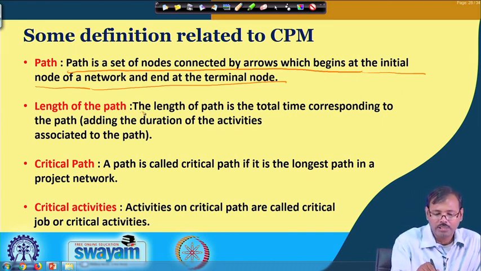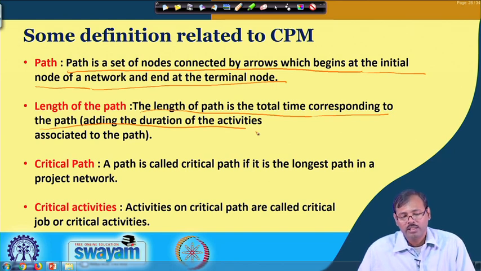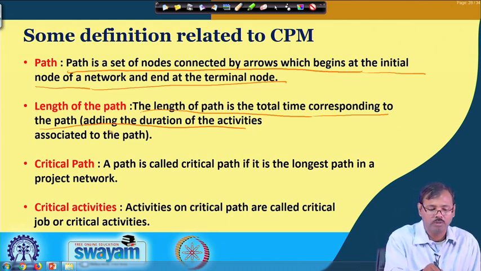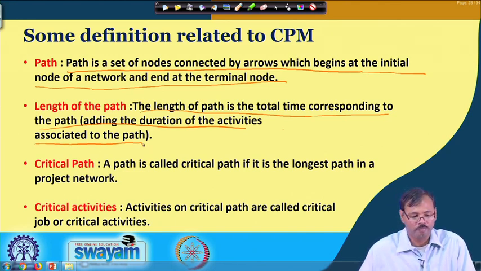The length of the path is the total time corresponding to the path, that is, time is the attribute here. It may be anything, it may be cost also, but in most cases we consider time as the main attribute in critical path analysis. So, while we are considering time as the attribute, the length of the path is the total time corresponding to the path, that means the time taken for reaching the ending point from the starting point, by the addition of the time or attributes assigned to each job.